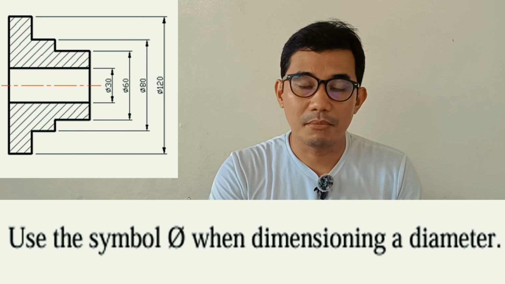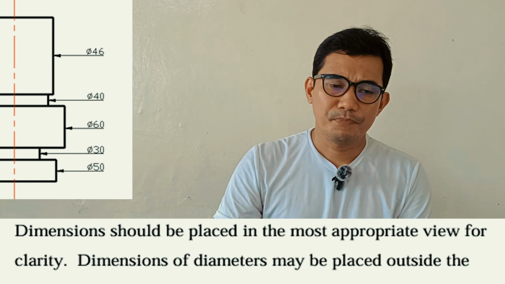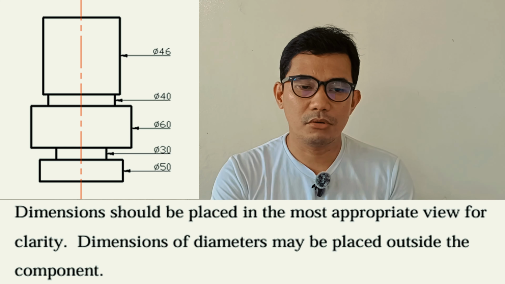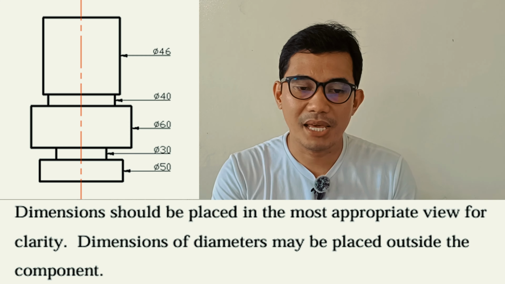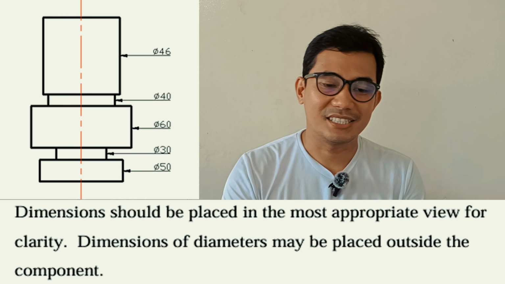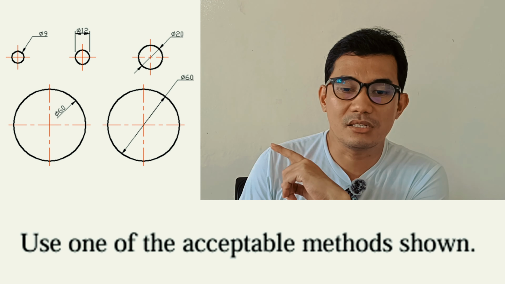Use the symbol when dimensioning a diameter. And then, dimensions should be placed in the most appropriate view for clarity. Dimensions of diameters may be placed outside the component. This is one of these acceptable methods shown. Next is radii or radius.